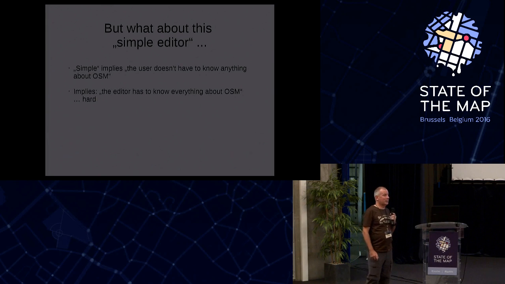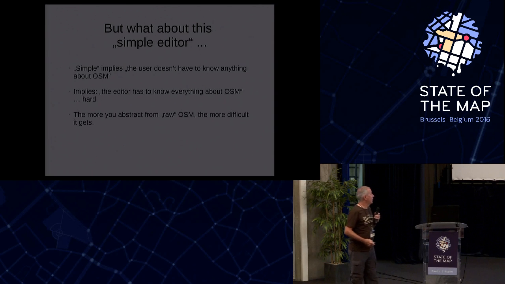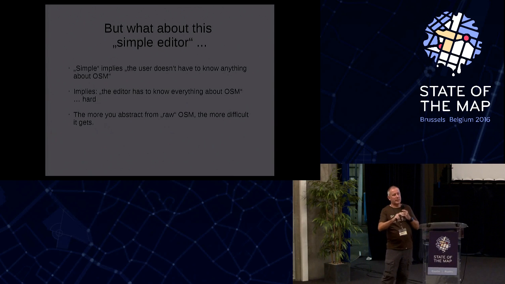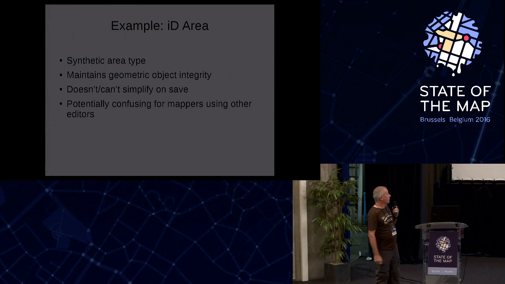And it's particularly hard because we have these free-form tagging schemes, and nobody actually has to go and register their newfangled tagging scheme and tell editor developers about it. So we can never really know all of OSM. And the more you go away from raw OSM data with your abstractions, the more difficult it gets. And I offer one example, the iD area type.